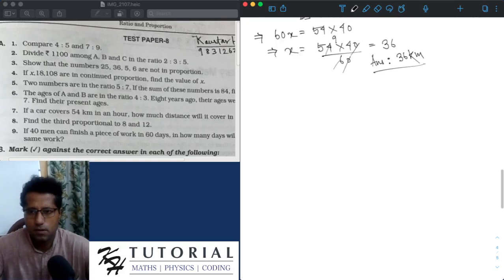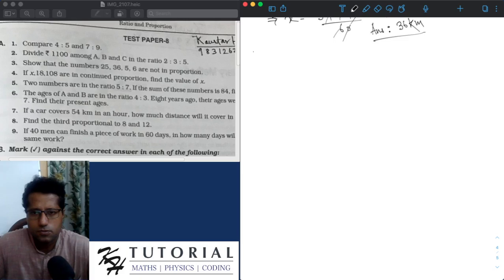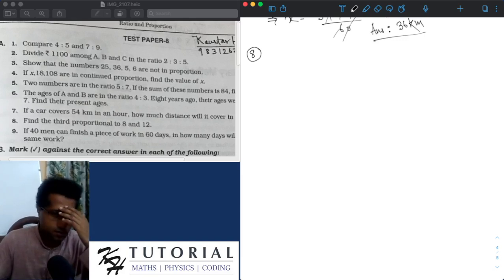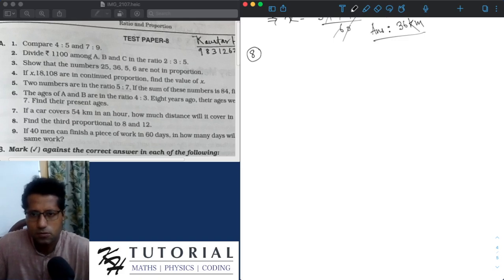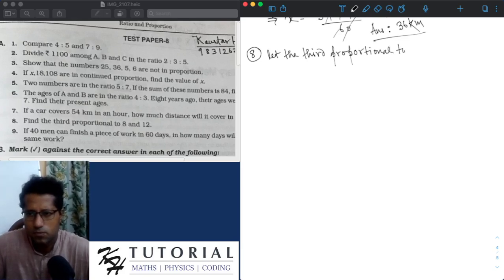Okay, let's solve problem number 8. Find the third proportional to 8 and 12. It's asking to find the third proportional to 8 and 12. So 8, 12 and the third proportional will be in continued proportion. So let the third proportional to 8 and 12 be x.